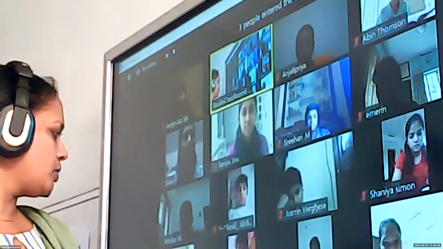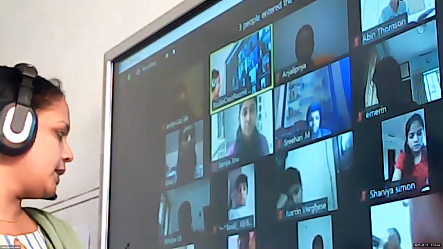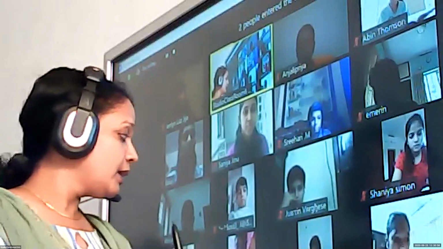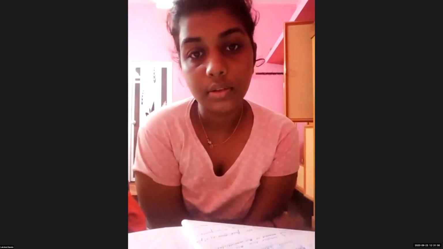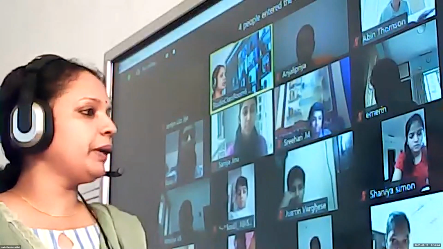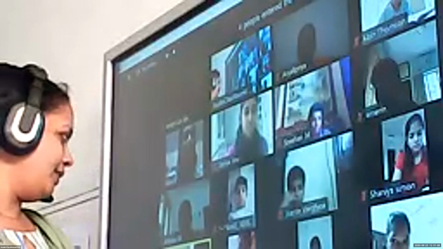What is the function of red blood cells? They help in transporting oxygen. Repeat that. They help in transporting oxygen. Ashik will repeat it. Ashik, repeat. They help in transporting oxygen to all parts of body.